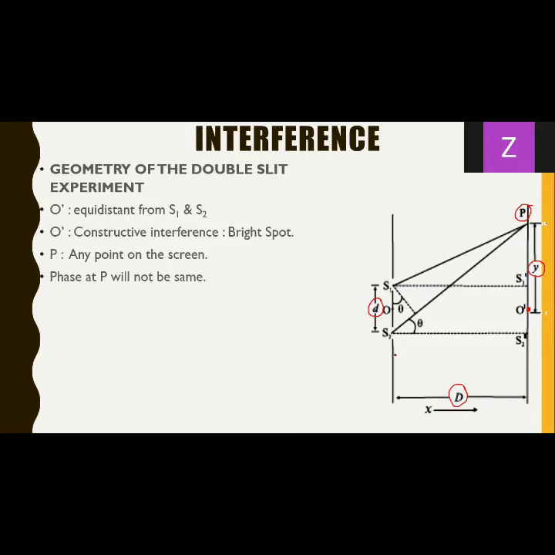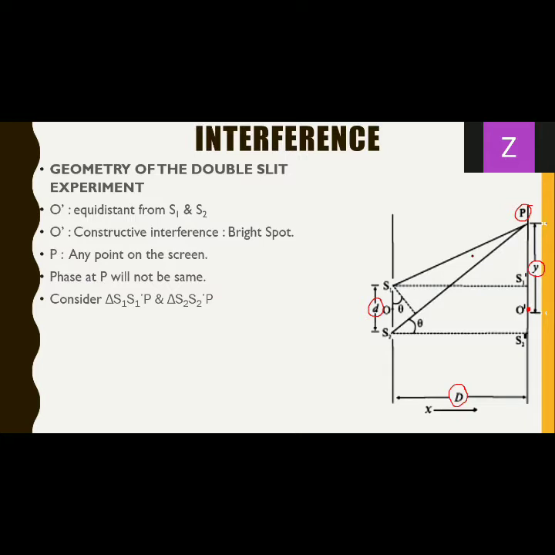So from these two triangles, which triangles are they? S1, S1 dash and P. Look at this diagram simultaneously. This is S1, this is S1 dash and P. So this triangle S1, S1 dash and P, and the second triangle we have is S2, S2 dash and P. So these are the two triangles we are considering.